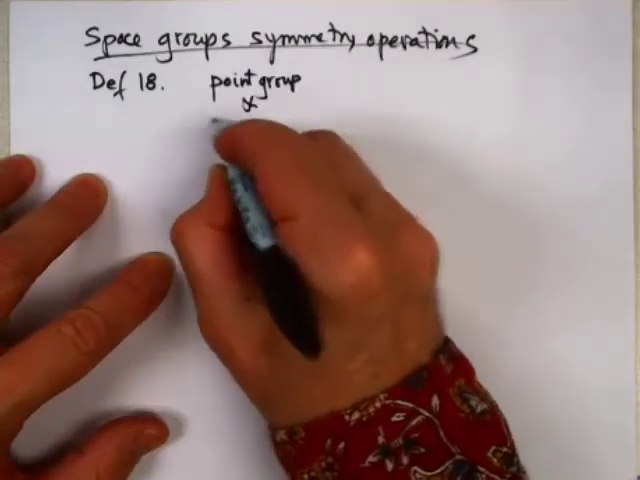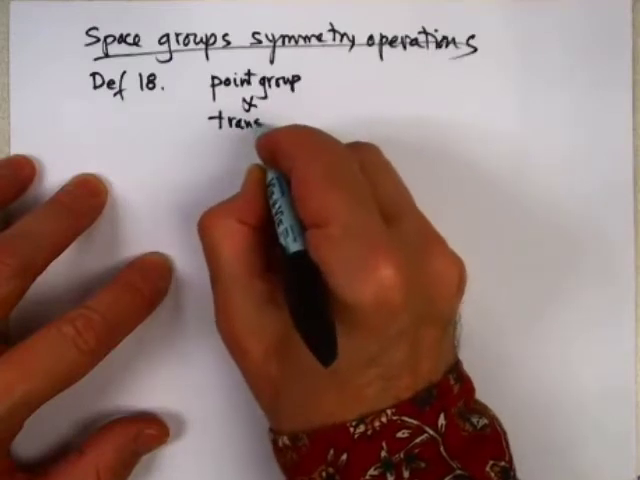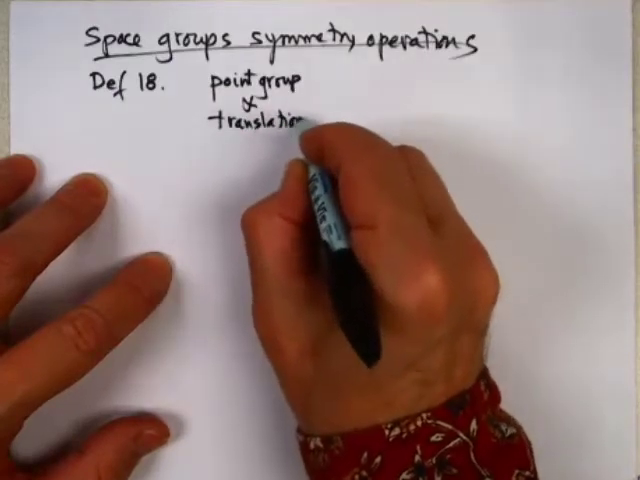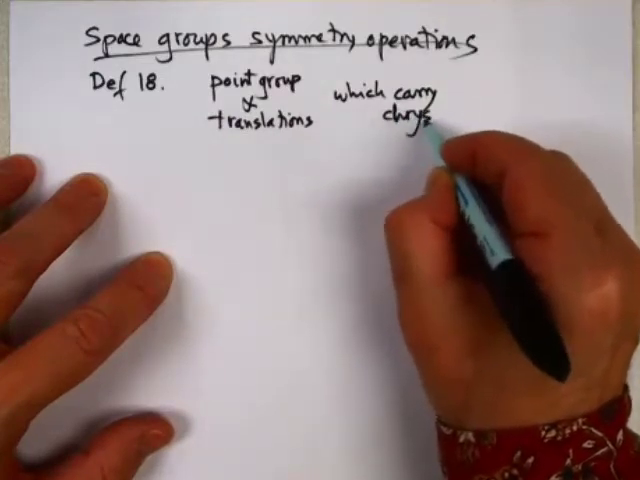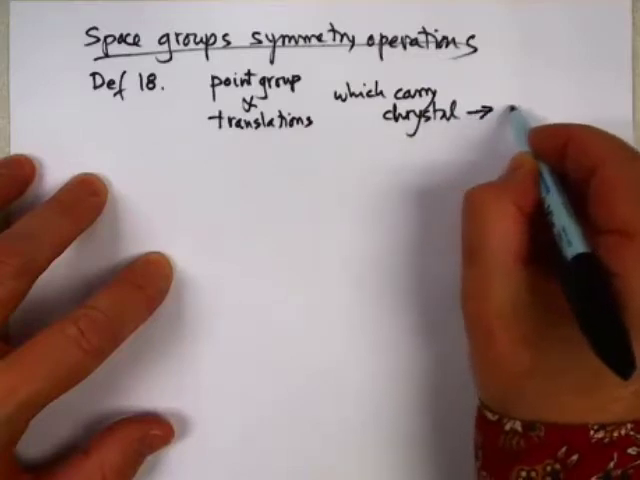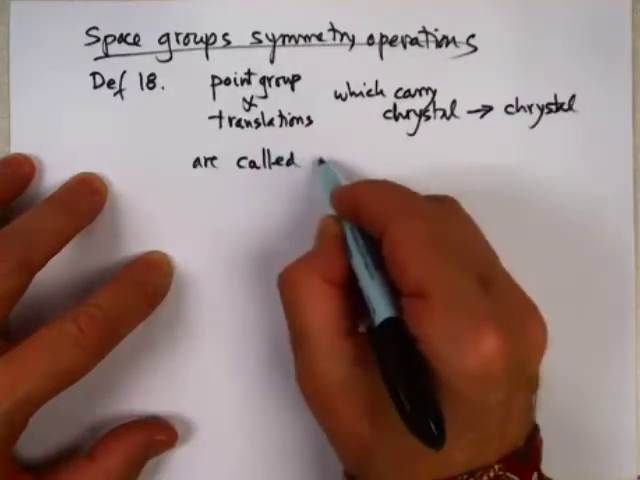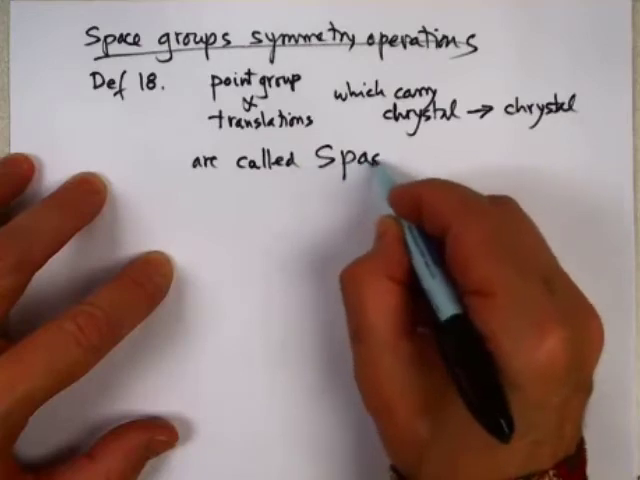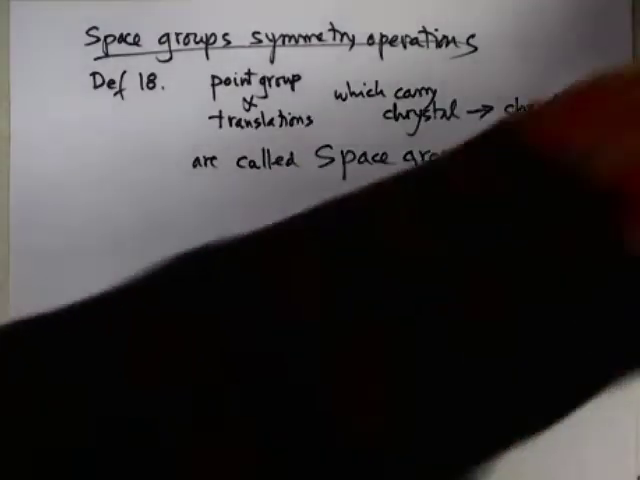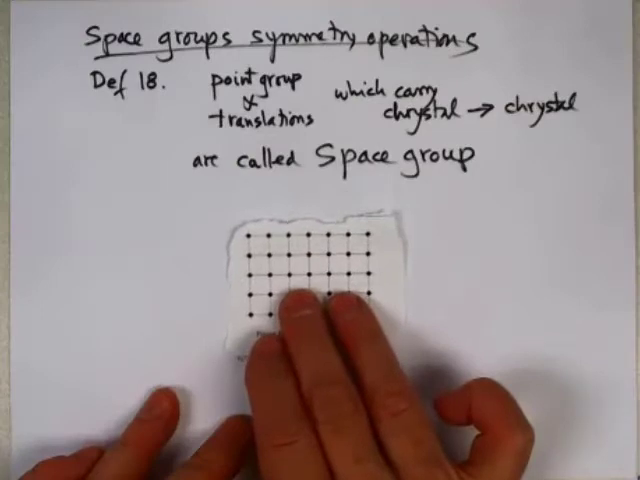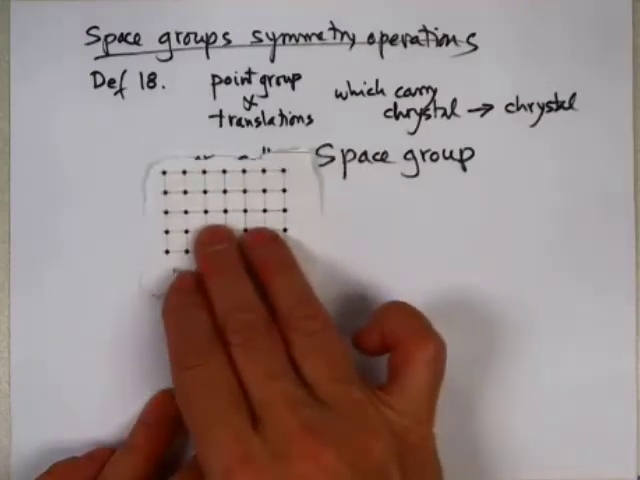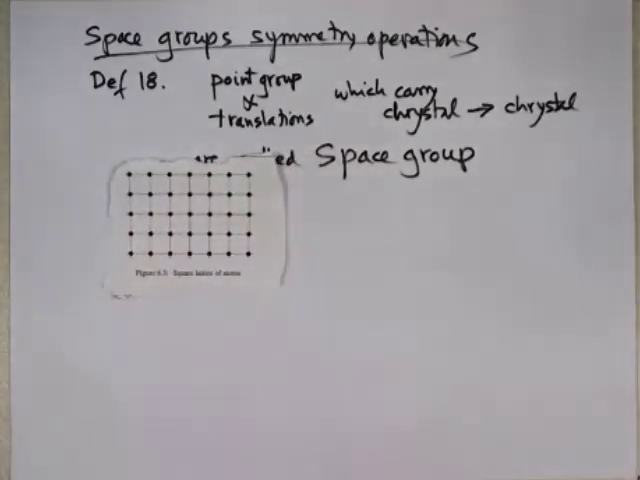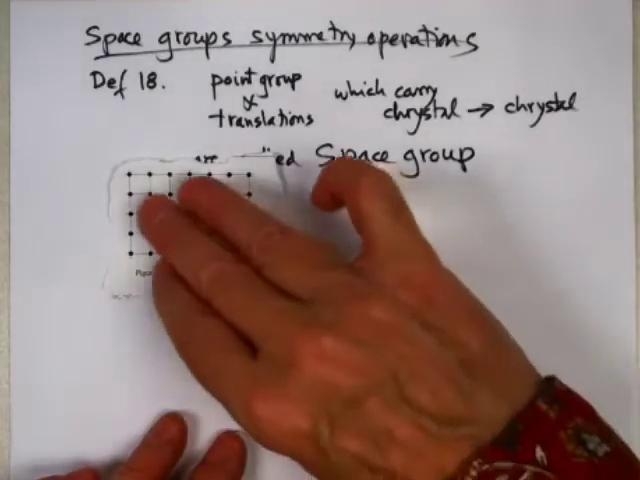Point group. And then we have to define translations on a discrete lattice. It's a group of operations which carry a crystal into itself, crystal into crystal. Together, point group and translations are called space group. For example, this square lattice, I can move it one lattice spacing down, I can move it one lattice spacing up, to the left, two to the left, and if this is just a region of an infinite lattice, obviously a lattice maps into itself.